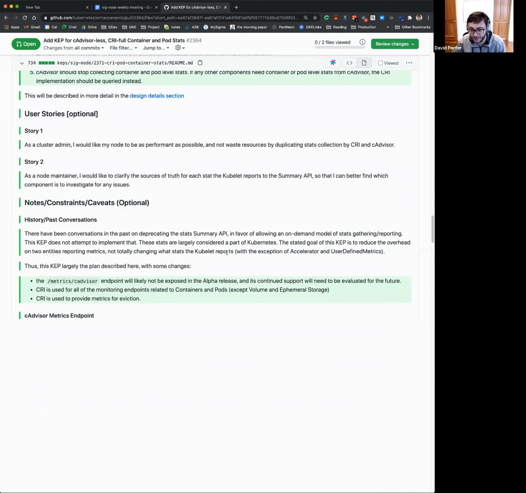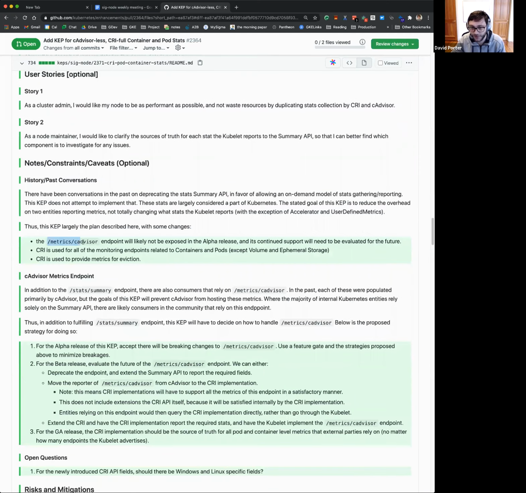The other big question we have is around the metric cAdvisor endpoint. The problem is that some people collect metrics from the summary API, and some people collect metrics from the cAdvisor endpoint. If cAdvisor will not be collecting those metrics in the future, we need some story for people who collect metrics from this endpoint. We still have some early discussions on how best to support it. One idea is to convert the metrics that we'll collect in the CRI implementation into Prometheus format, which provides at least some story for people who need the metrics in Prometheus format.